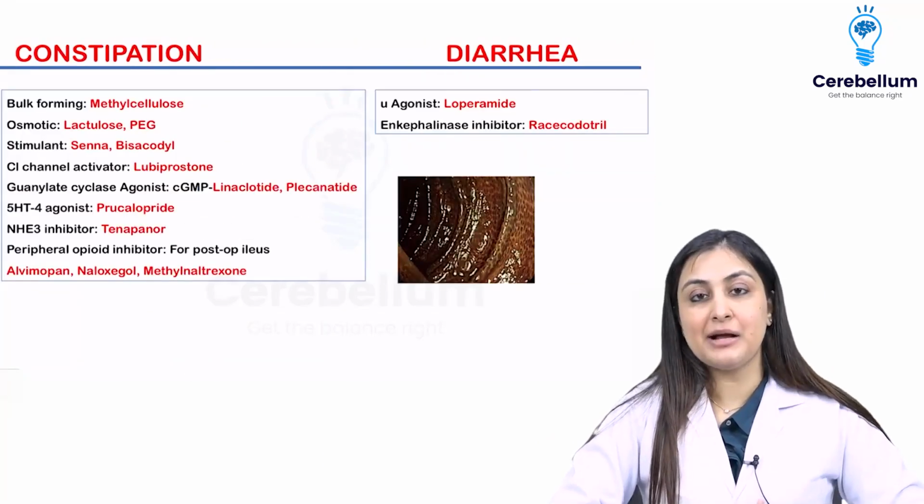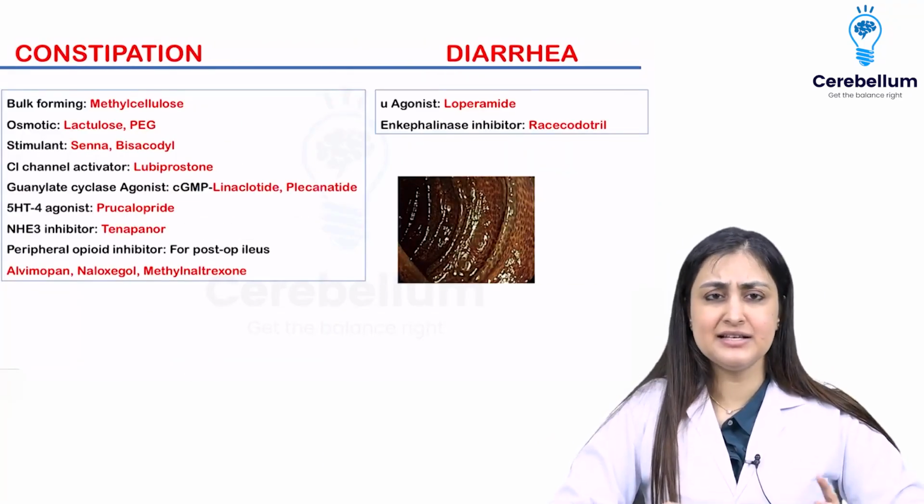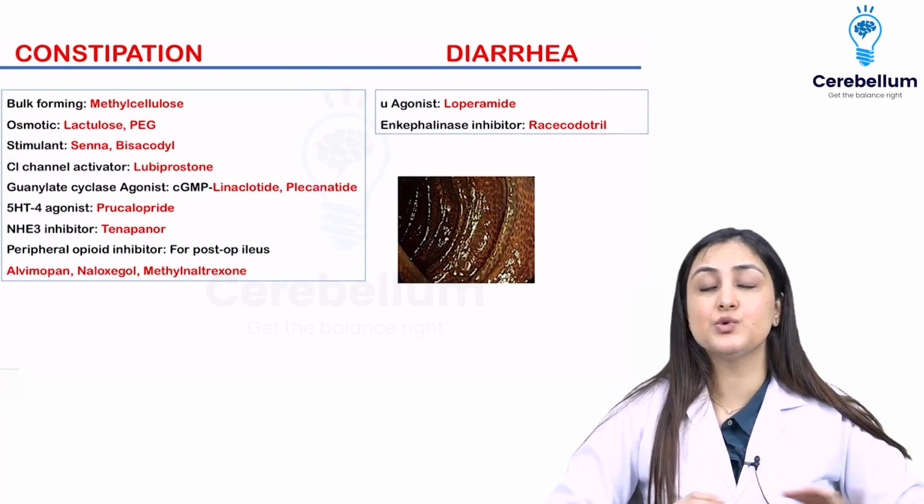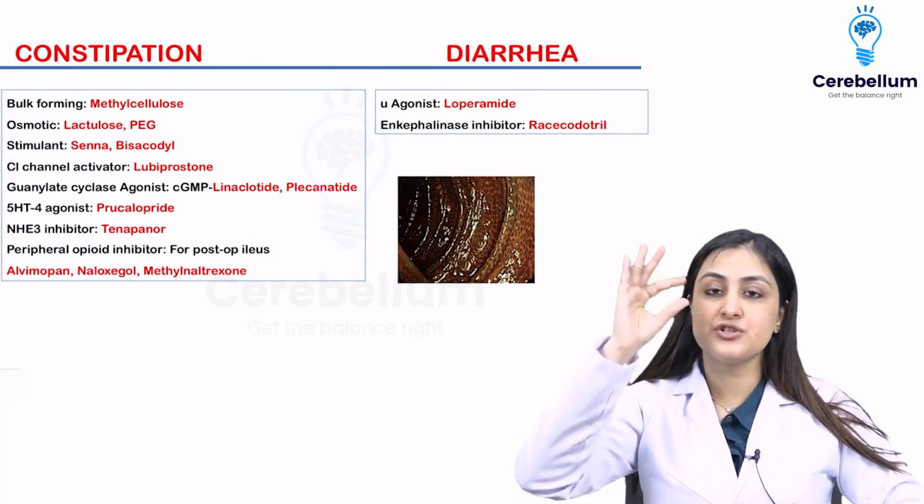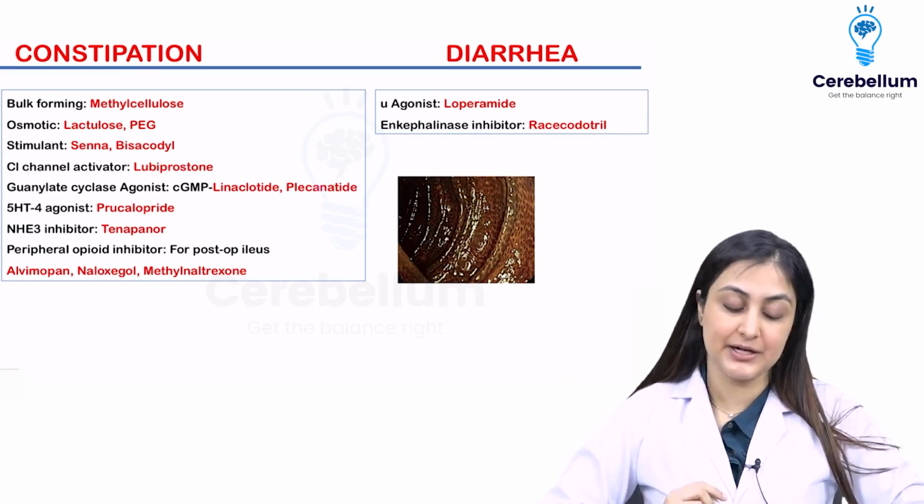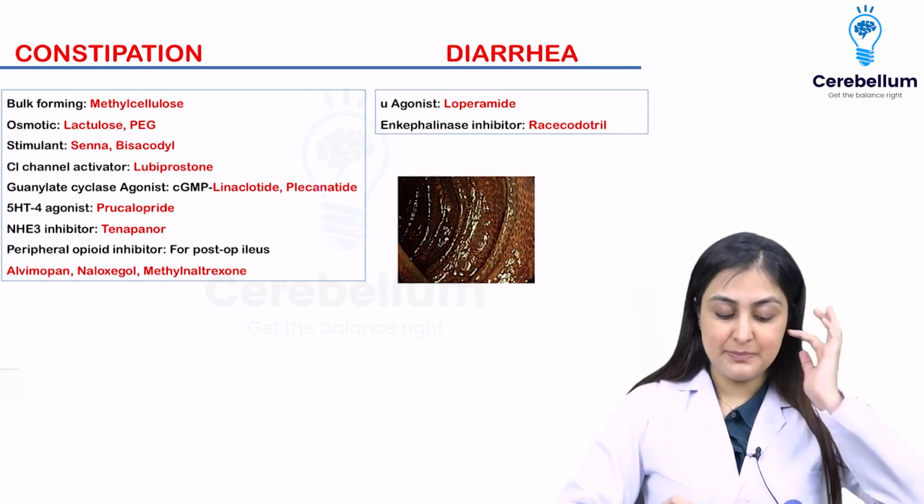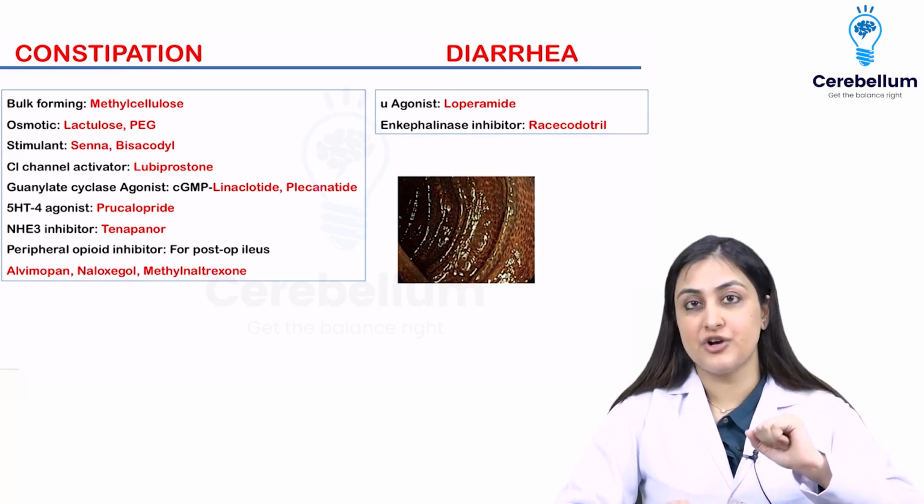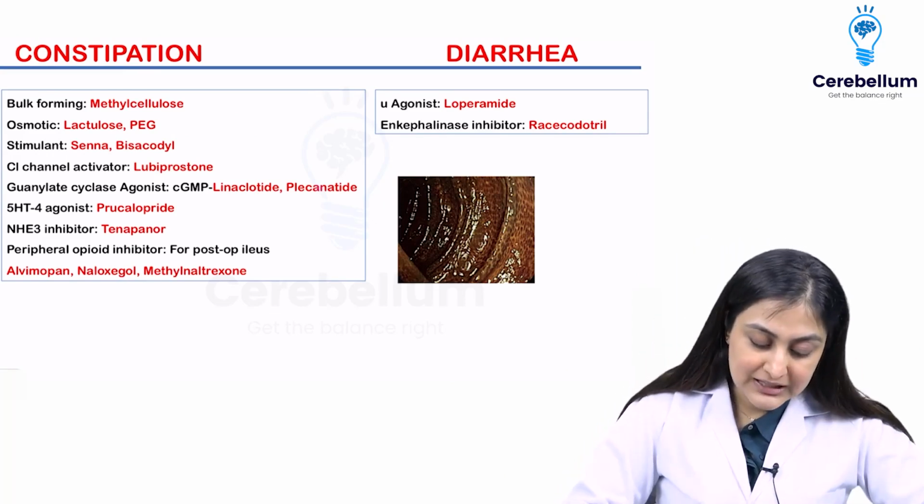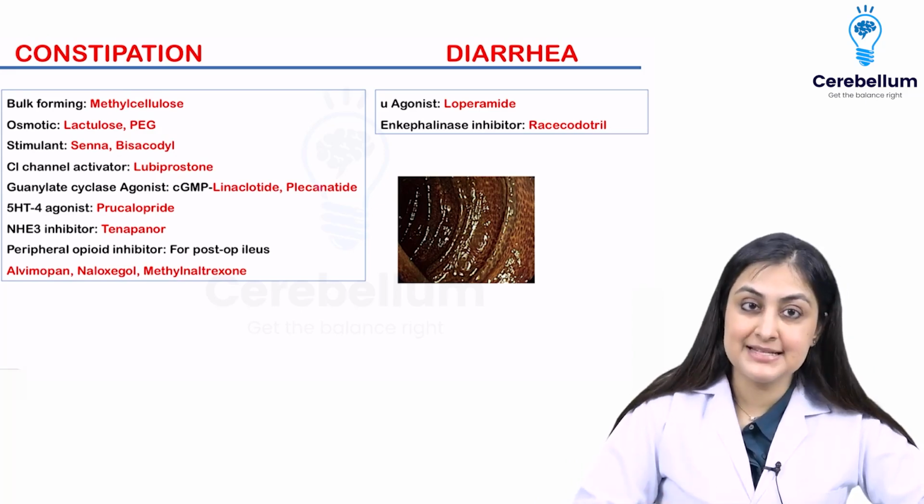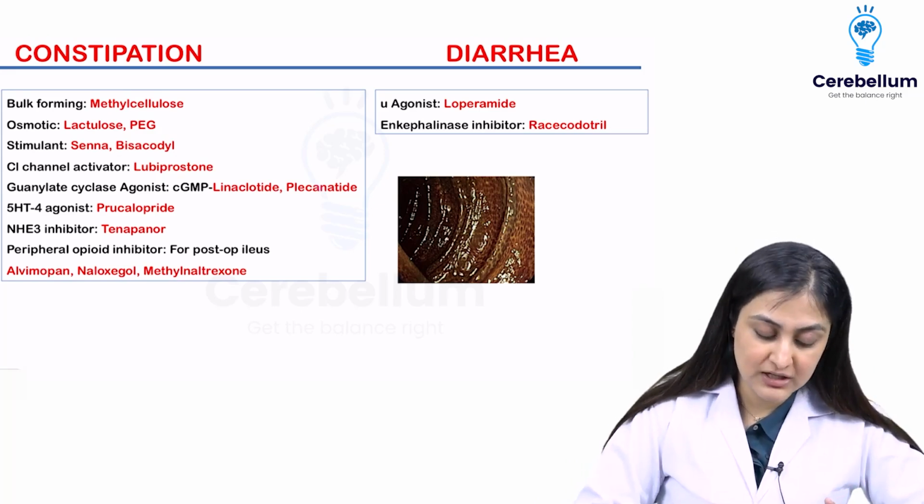Now let's talk about pharma for constipation and diarrhea. These are a lot of drugs, and I've seen students confusing this a lot. So I've just noted down all of the mechanisms that you gotta know. So in constipation, there are different categories of drugs we can use. We can use bulk forming drugs like methylcellulose.